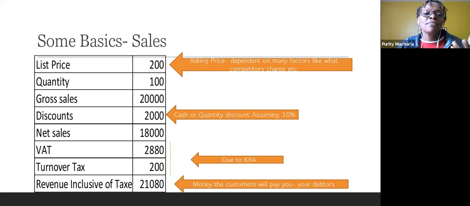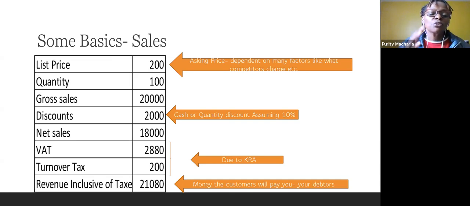So assuming whatever it is you're selling has a list price of 200 shillings. You typically come up with your price, and you guys are entrepreneurs, based on many factors, like what competitors are pricing at, what was the cost of putting together whatever it is I'm selling, and many other factors that go into pricing. I'll not delve into that very much because I'm sure you're good at that. But your list price is your asking price. So this is the price before discounts.